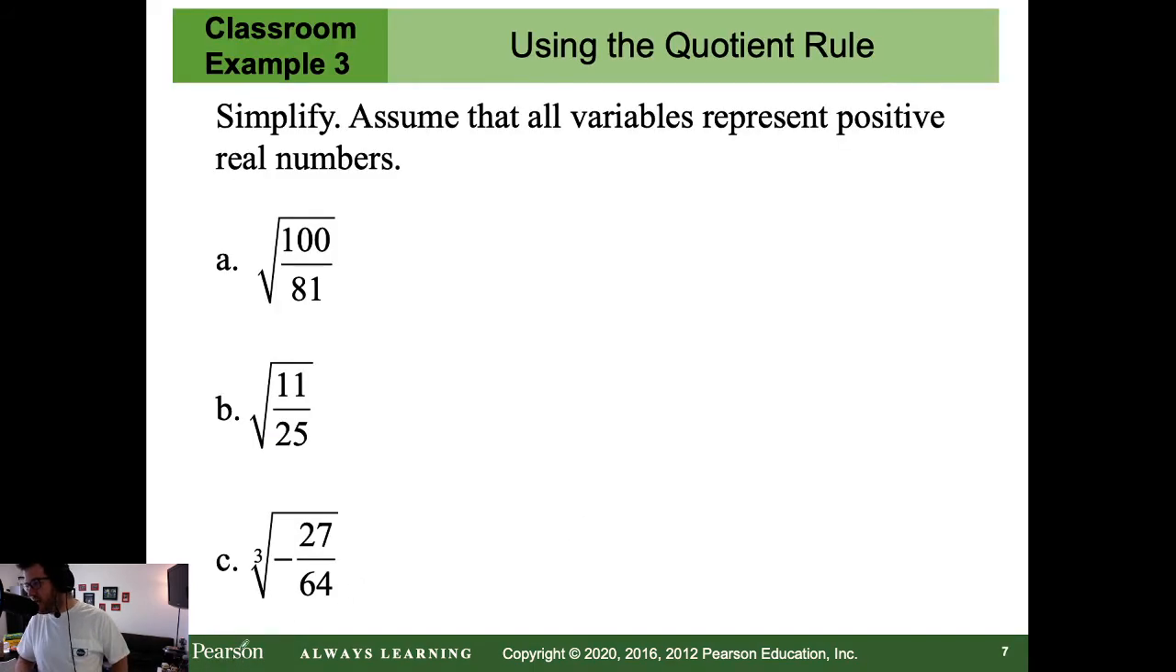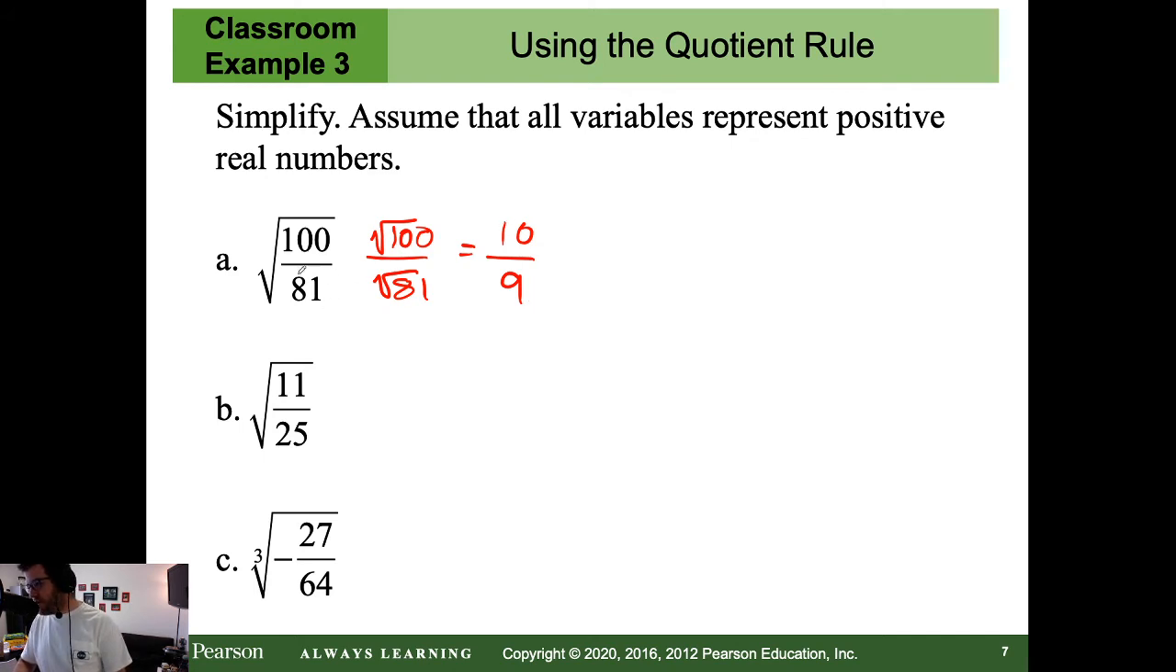So what I mean by that is if we have the square root of 100 over 81, there's 2 ways you can really solve this. What I do is I think of this as the square root of 100 over the square root of 81. Just think about them separately. The square root of 100 is 10. The square root of 81 is 9, and you're done.